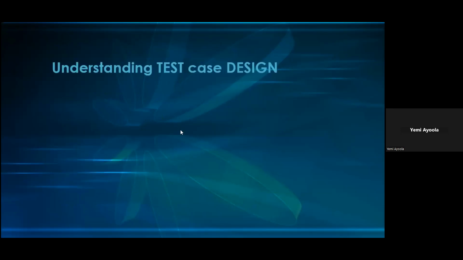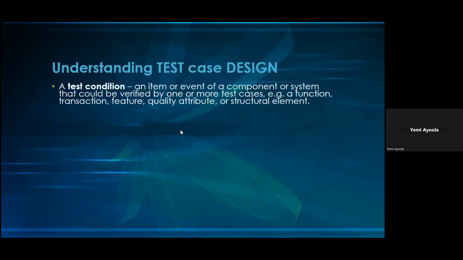So that takes us to the big part of it now. I've given you all the techniques, categories of testing. So now, understanding test case design. I'm going to talk about three of these items. The first one is test condition: an item or event of a component or system that should be verified by one or more test cases, e.g., a function, transaction, feature, quality attribute, or structure element.